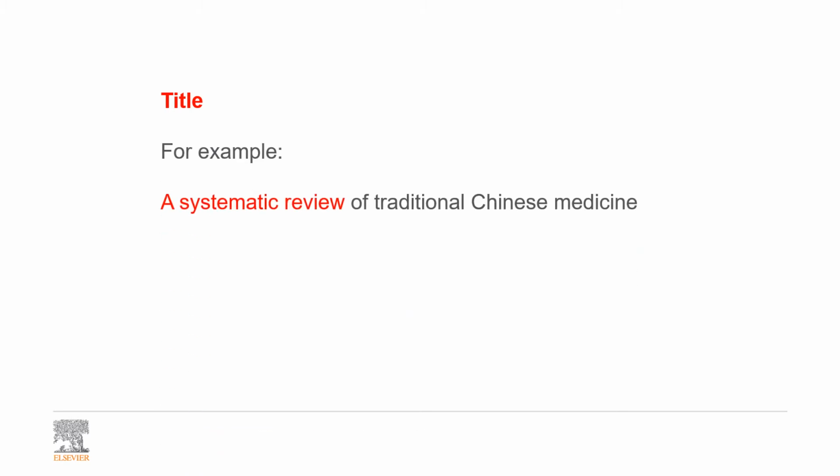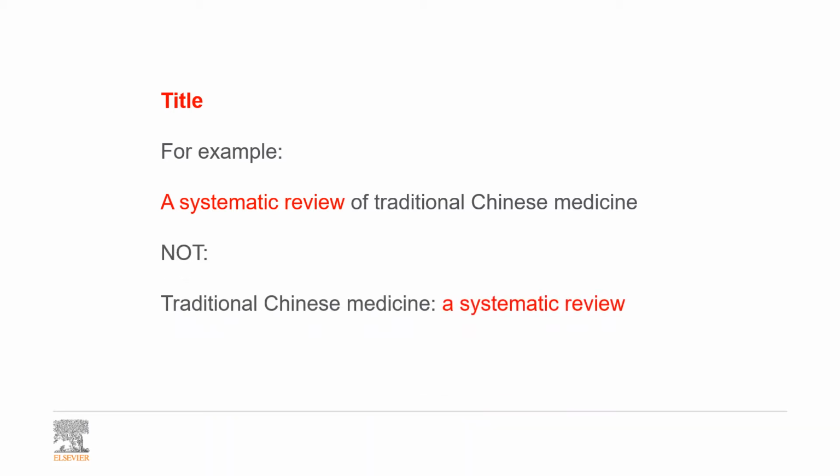For example, a systematic review of traditional Chinese medicine is better than traditional Chinese medicine, a systematic review. People will be looking for systematic reviews. They'll already be in the area of traditional Chinese medicine. Much better to put that right at the front.